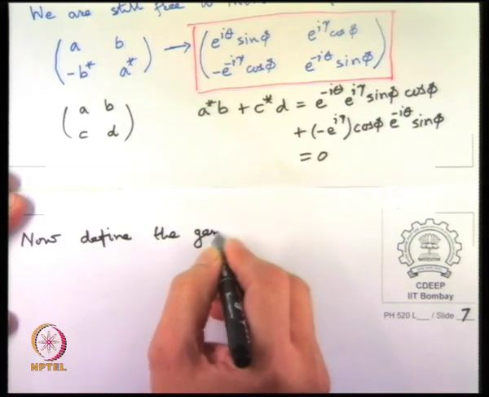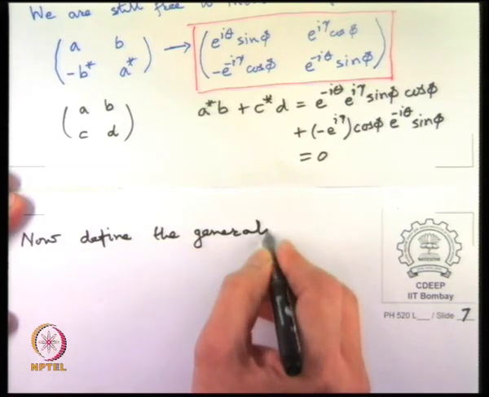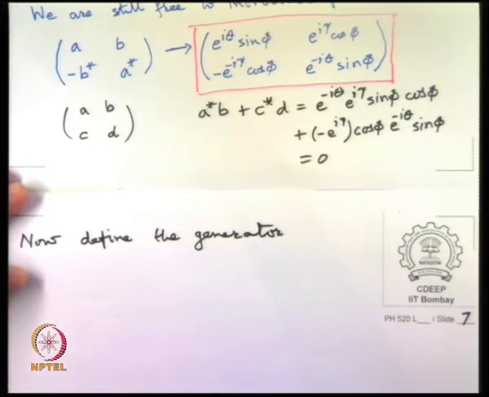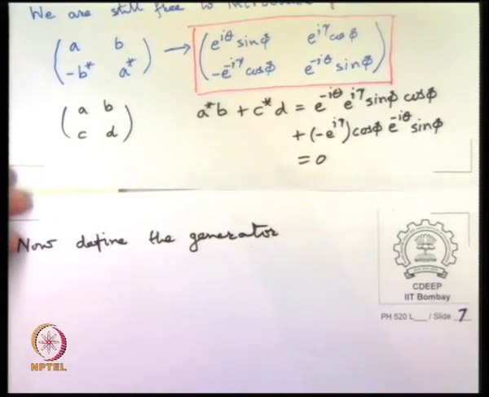I will tell you a very, very simple way of guessing Pauli matrices. If you know spin up and spin down, then it's very easy to see how you get Pauli matrices. So now you define the generators.